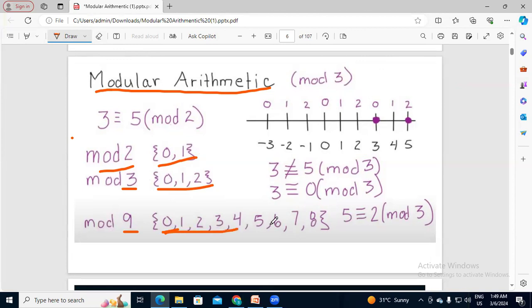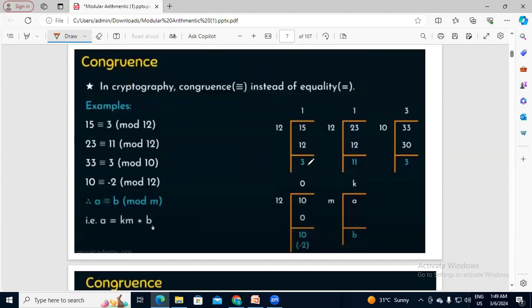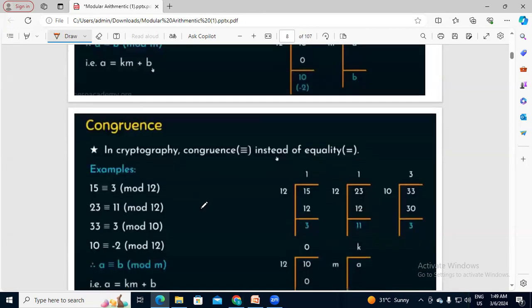Yes, it will be from 0 to 8. So we can have the question on the same, right? In cryptography, this is the symbol for congruence instead of equality, and this is something which we have discussed. In this case, we can say 15 is congruent to 3 mod 12, and 23 is congruent to 11 mod 12.